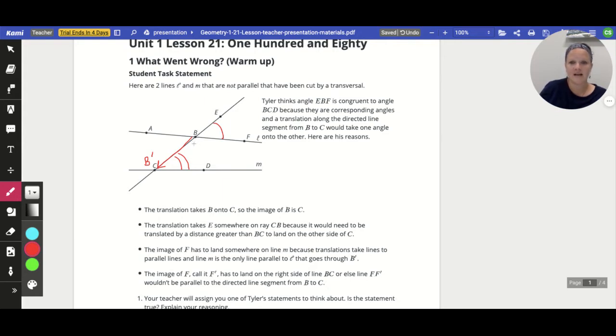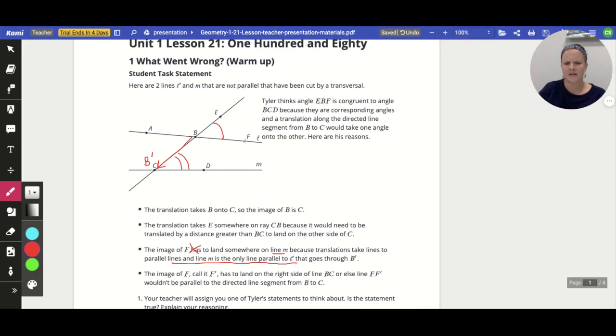C, okay? The image of F has to land somewhere on line M because translations take lines to parallel lines, and line M is the only line parallel to L. Well, that's not true. They're not parallel to each other. So F doesn't land somewhere on line M, okay? We call the image of F, call it F prime, has to land on the right side of BC, or else line FF prime wouldn't be parallel.